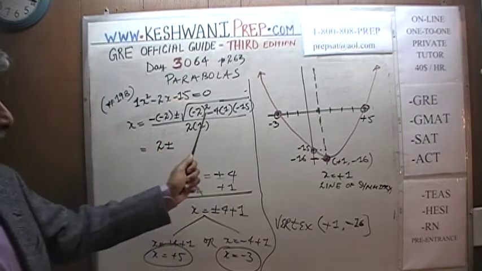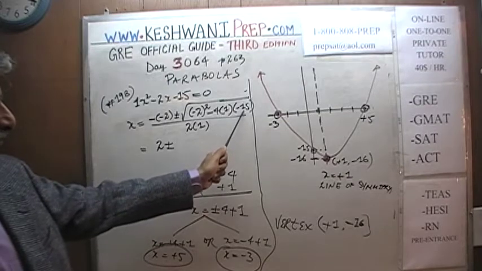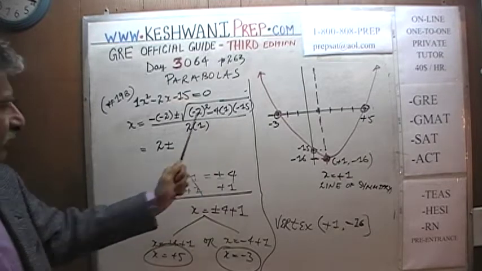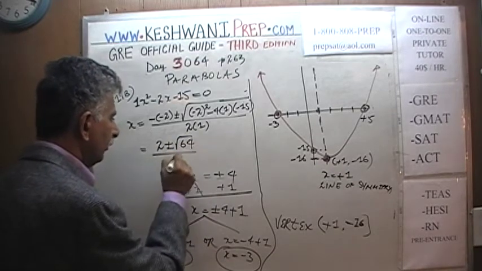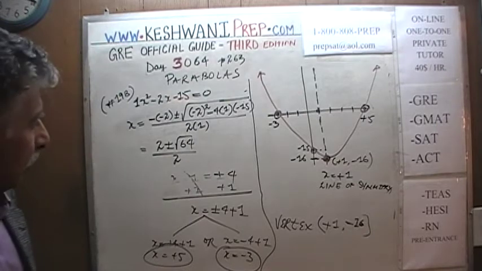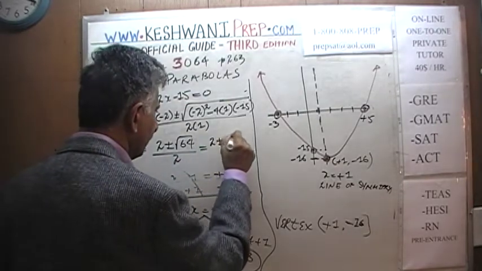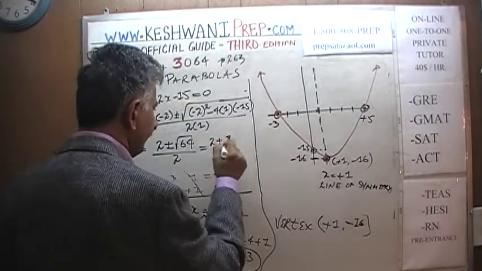What do we get here? This is where we have to pay attention. Negative times negative is positive, 4 times 15 is 60, and negative 2 squared is 4. 4 plus 60 is 64, you see? We get the square root of 64 over 2, which can be written as 2 plus or minus 8 over 2.